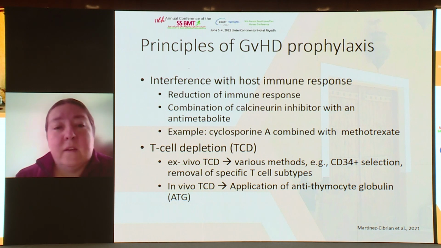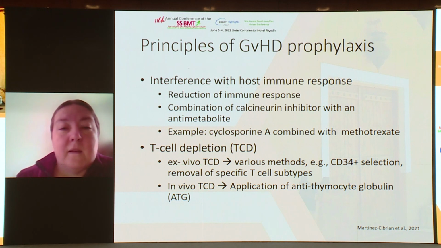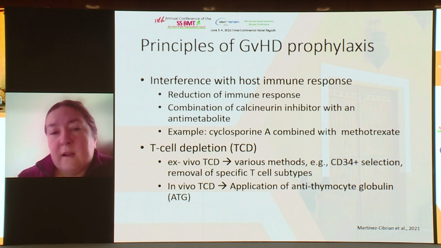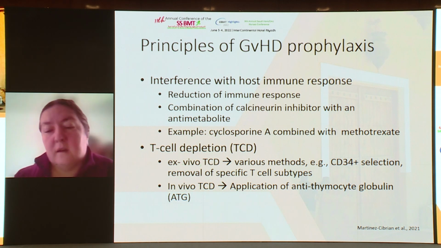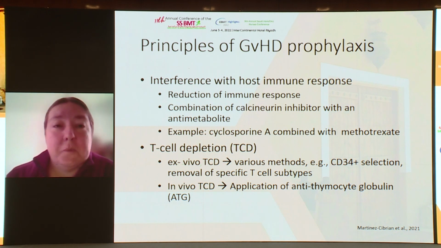Or we can aim at a T-cell depletion, shortly TCD, and there we can do it ex vivo, where we have various methods, for example, a CD34 plus selection or the removal of specific T-cell subtypes. Or we can do it in vivo. There we apply anti-thymocyte globulins, the ATG, that is common, I think, to all of you when you're working in the practice with stem cell transplantation.